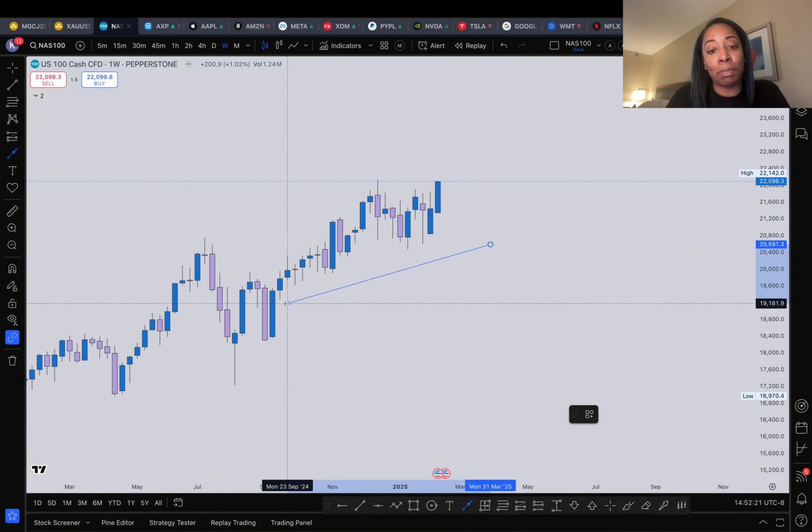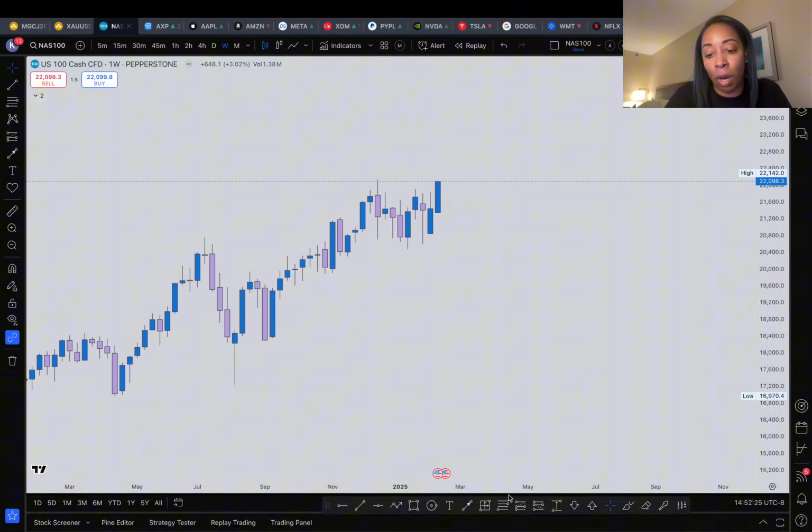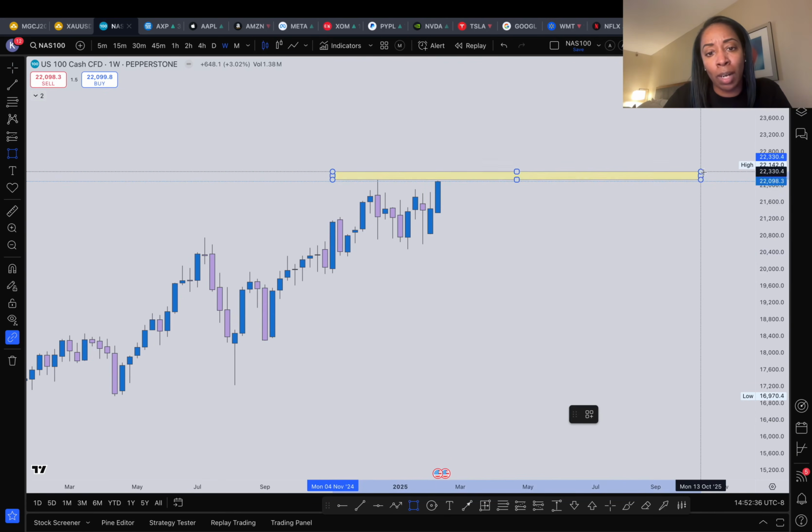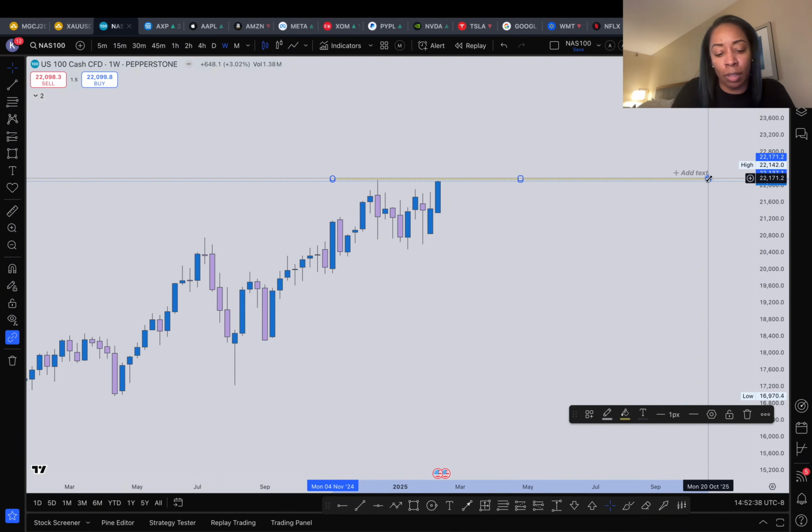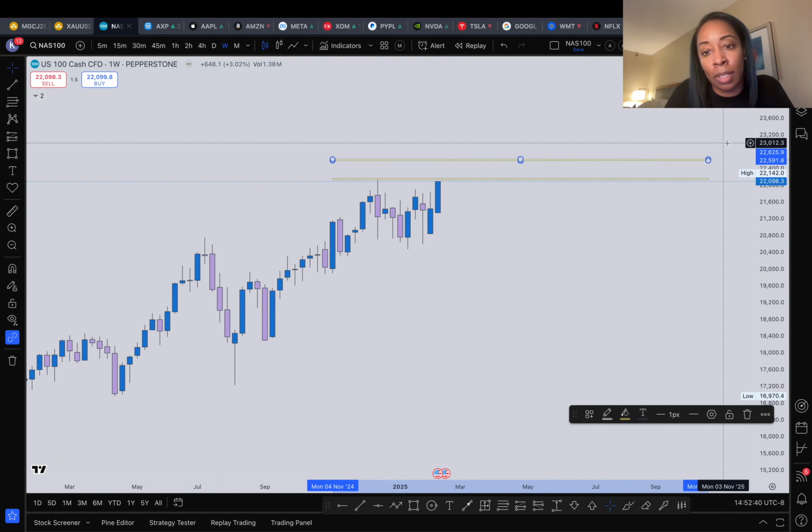This market has been in quite a bit of chop in this area. So let's go ahead and mark off the highest high inside of this market so far. And it is still sitting roughly at 22,142 flat, which is cool. So let's mark this off. Really thin level on the weekly time frame.